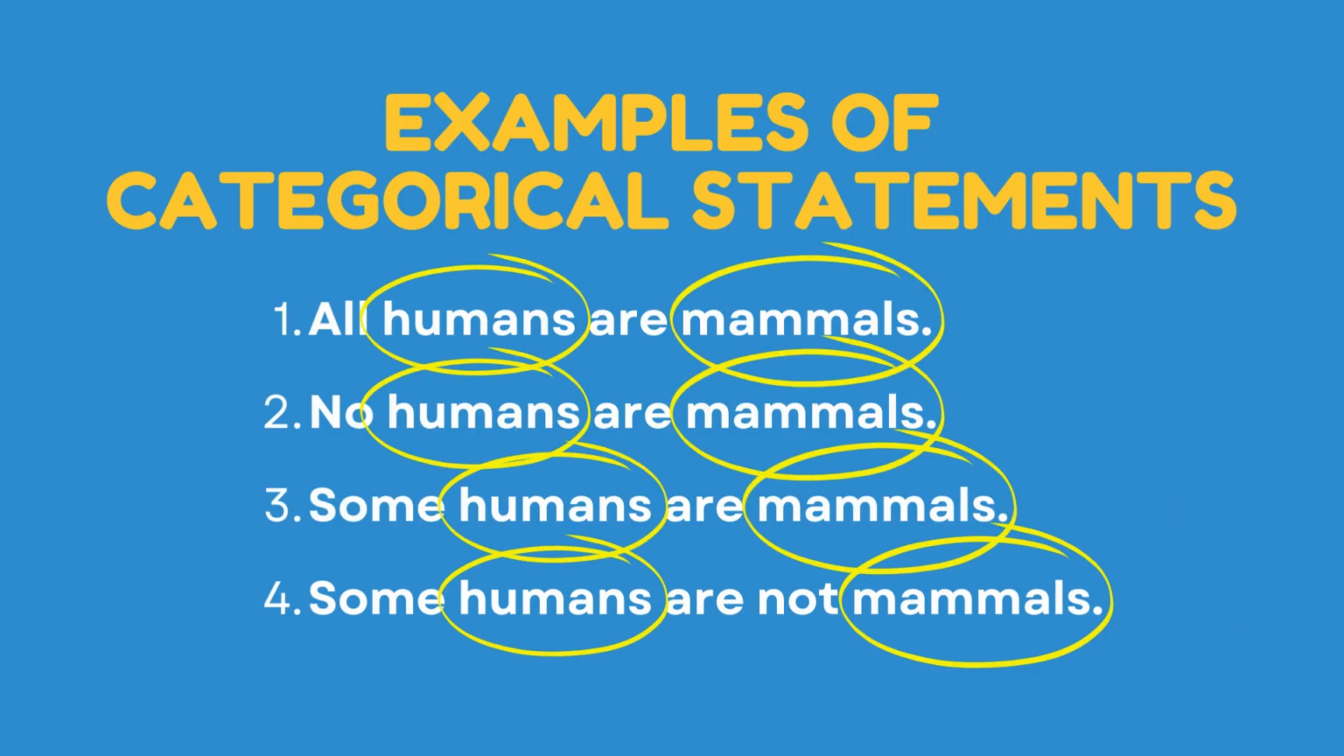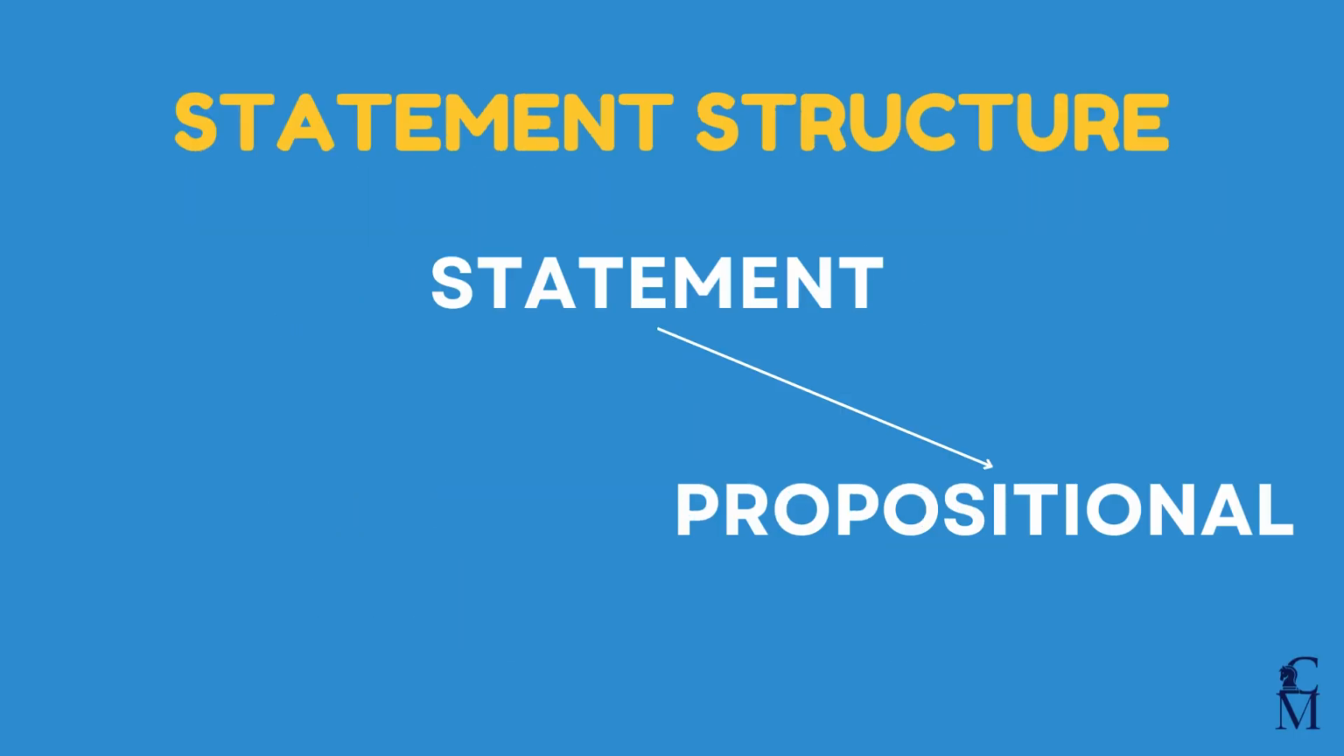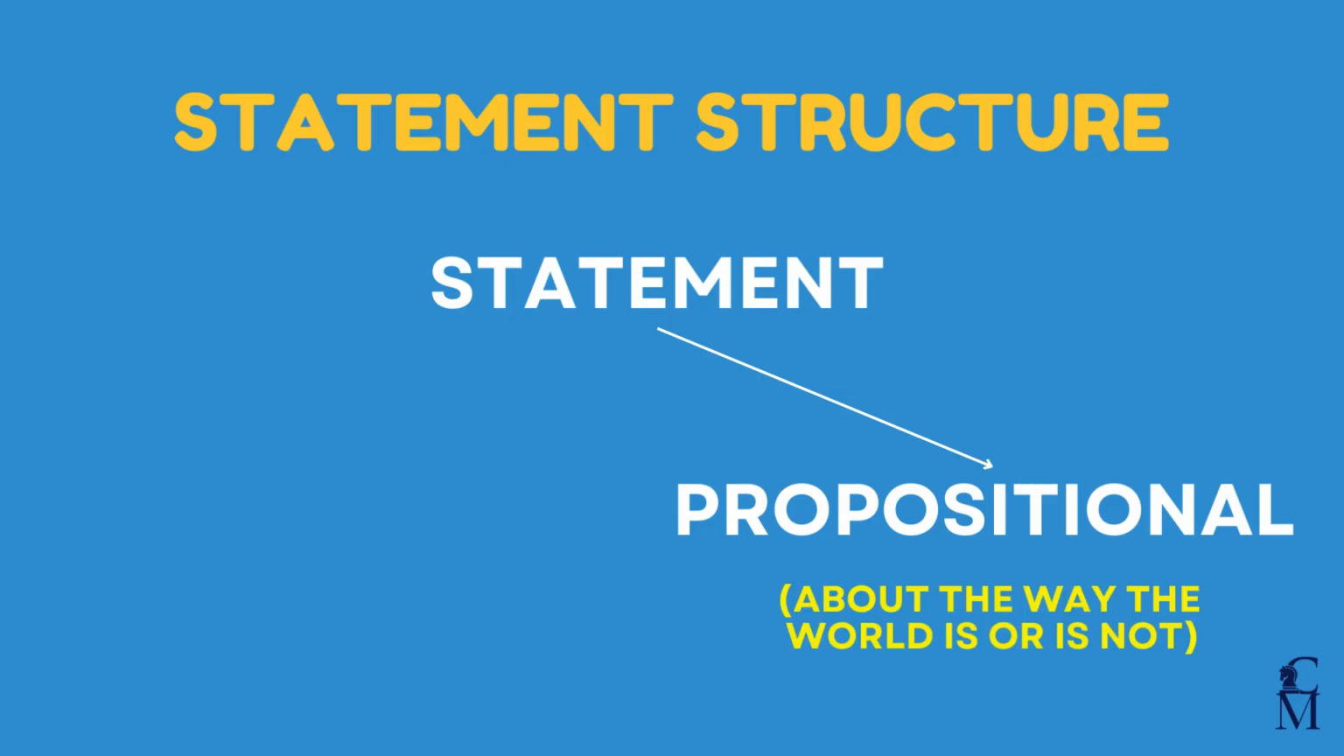Because these kinds of statements are about things that are in one category belonging to or not belonging to another category of things, we need to think about what is true of the category of things that a statement is about in order to determine if a categorical statement is true or false. These kinds of statements are different from what are called propositional statements. Propositional statements are statements about the way the world is or is not.